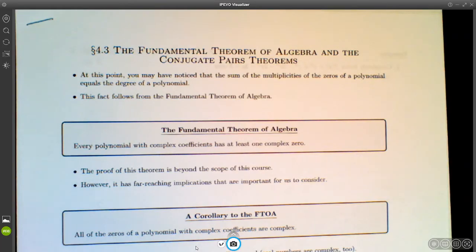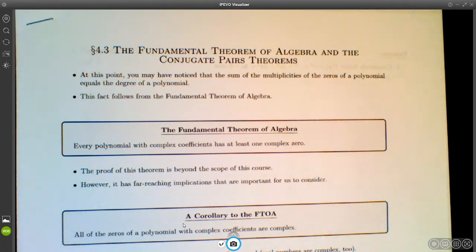All right, so let's talk about 4.3, the fundamental theorem of algebra and conjugate pairs. At the end of 4.2 we talked about the rational zeros theorem, and it's a really good tool for finding the zeros of polynomials if they're rational. But if you have irrational zeros or non-real zeros, then you're a little bit stuck.